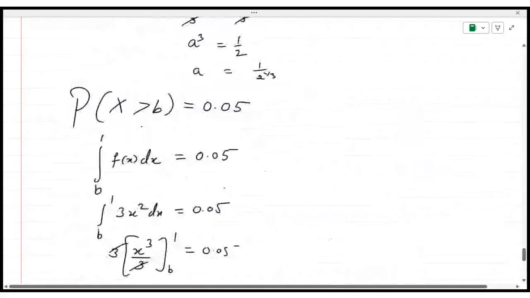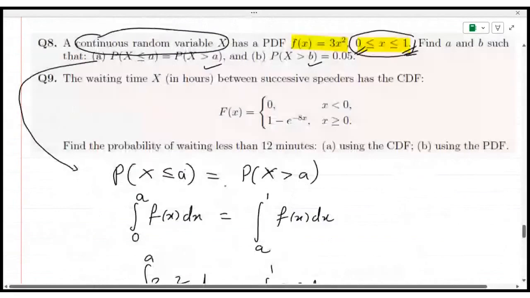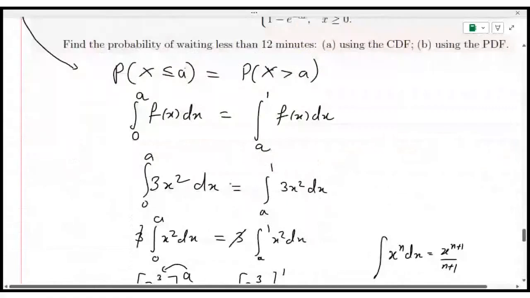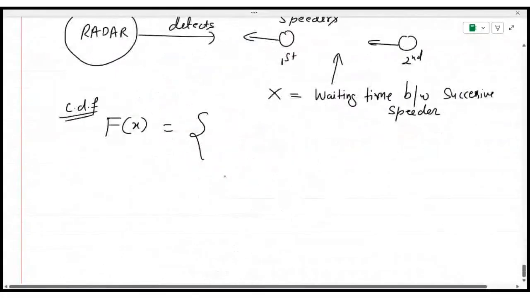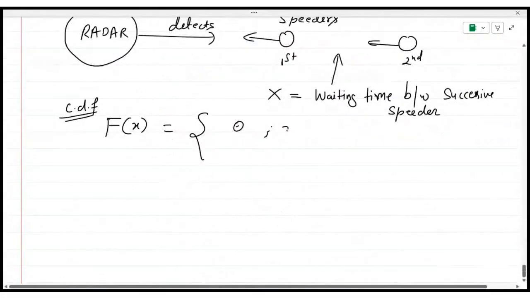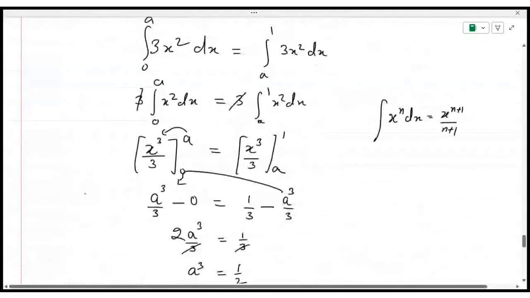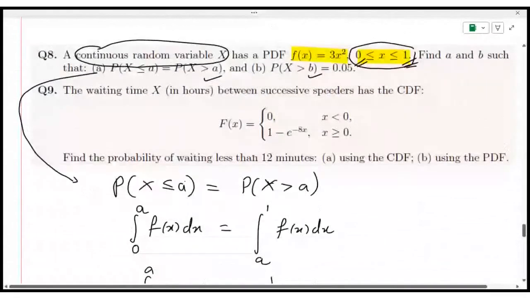The CDF is 0 if x is less than or equal to 0, and it is 1 minus e power minus 8x if x is greater than 0. So we are given the CDF, and what we are asked in the first part is to find the probability of waiting less than 12 minutes using the CDF.